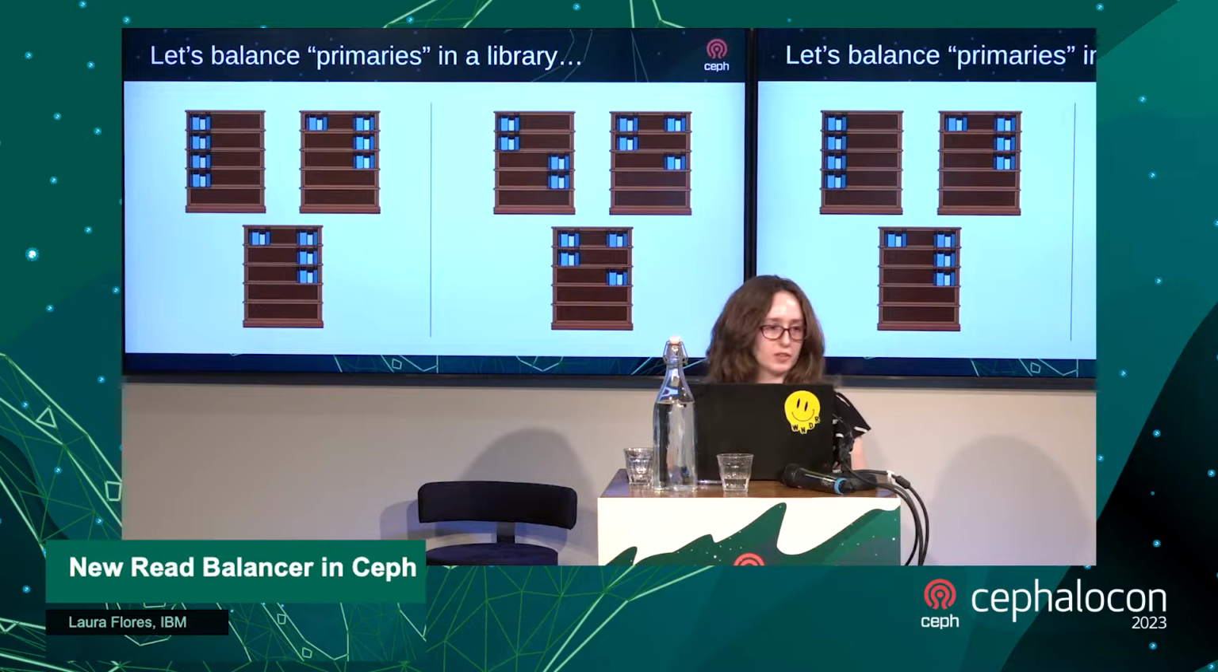And we did the same for the bottom one. So now all of the bookcases have 2 important books on the left. And in a cluster, this would mean that each OSD has 2 primaries. And now we're balanced capacity-wise and primary-wise.